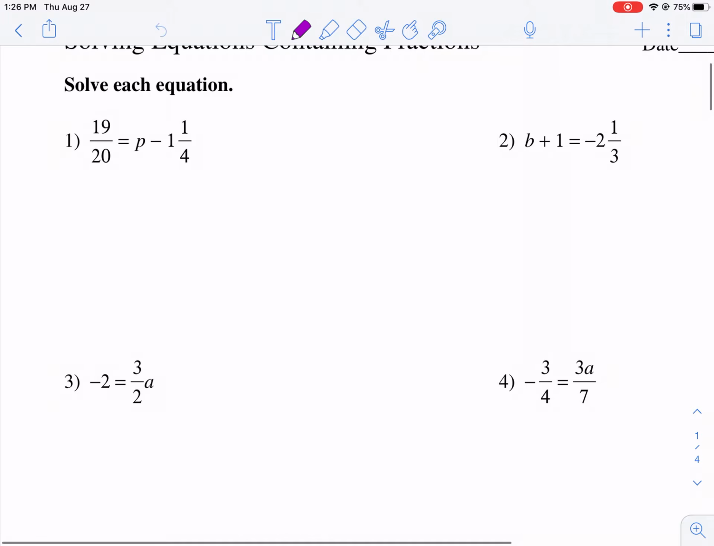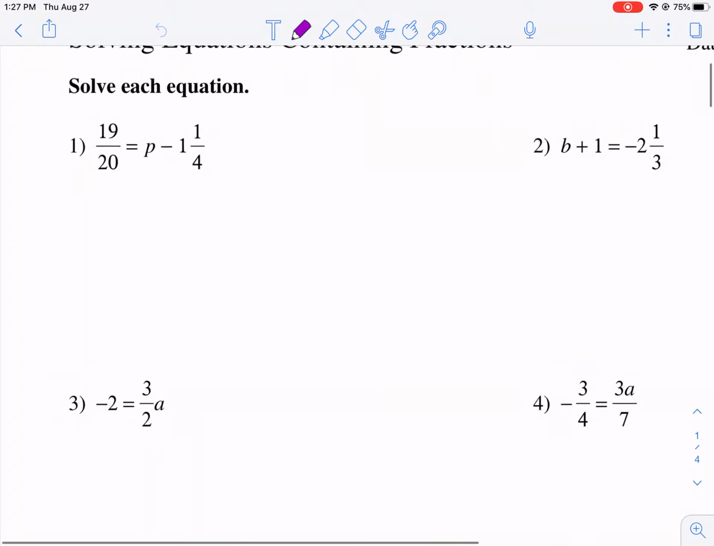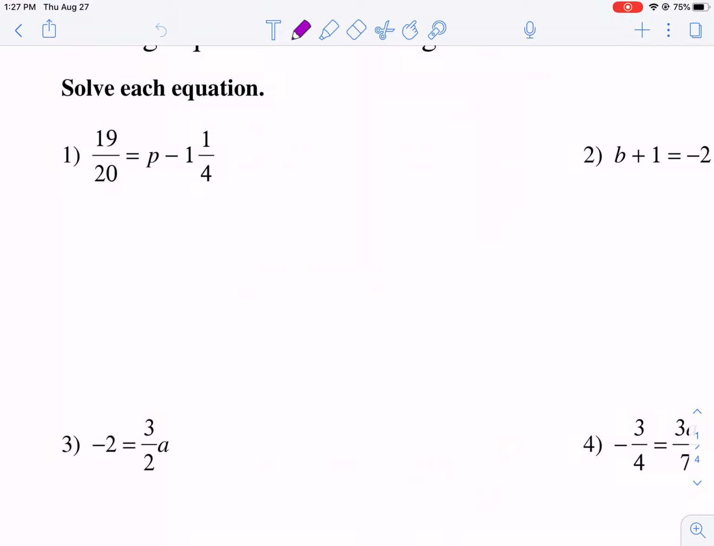I'm going to show you the traditional way to do this problem, and then second, I think the much easier way. Now, regardless of which method you choose, the first thing you're going to want to do with this problem is you see we have a mixed number. You do not want a mixed number when you're dealing with equations, so we need to change that from a mixed number to an improper fraction.